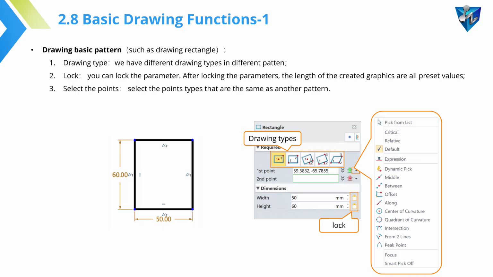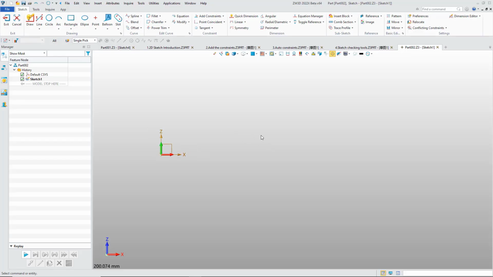And for the dimensions, we have the lock function. You can lock the parameters. So after you lock in the parameters, the length of the created graphic will be set to the preset values. Let's move to ZW3D to show you the basic drawing functions in the Sketch module. In this part, I will take the rectangle as an example.